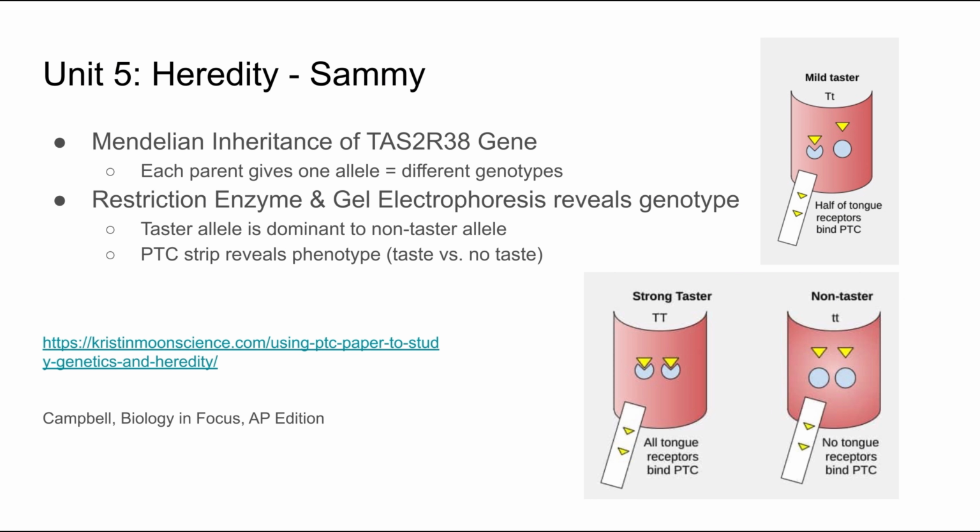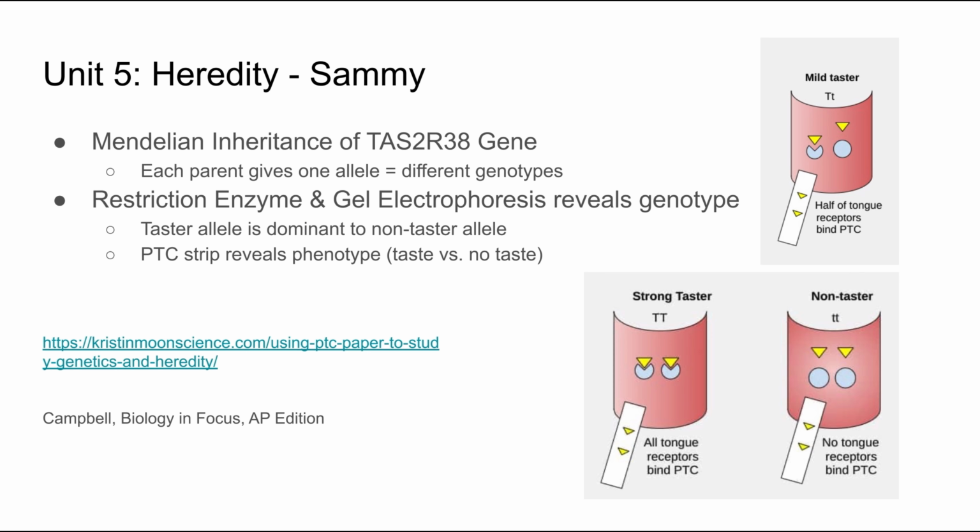Our PTC-PCR lab is directly connected to Unit 5, which covers heredity when we look at Mendelian inheritance of the TAS2R38 gene. This gene is inherited by and passed to offspring through alleles, each parent providing one allele. For this lab, it is important to know that the taster allele is dominant over the non-taster allele, so those able to taste PTC are at least heterozygous, as seen by the three images of a strong, mild, and non-taster to the right.